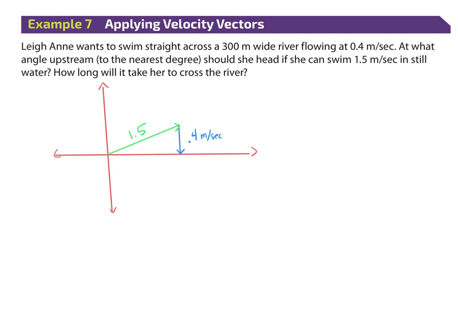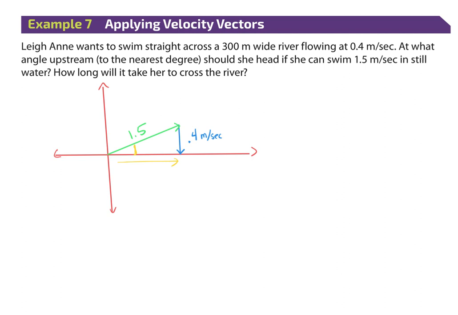So now we have to figure out what this has to be so that she ends up doing this. We need to know the angle at which she needs to go so that her force and the force of the water pushing down on her end up going straight across. So now we're trying to find at what angle she needs to go across.